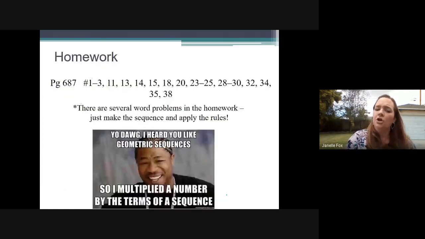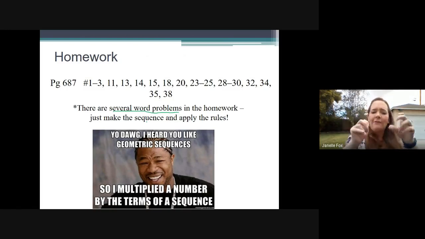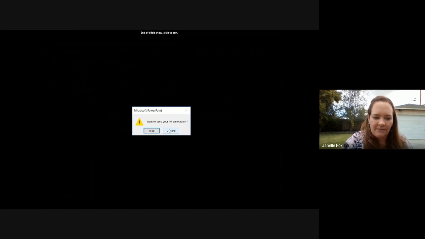Ladies and gentlemen, here's your homework assignment. I wrote you a little note that says there are several word problems in the homework. And I know how much you absolutely love, adore, and appreciate word problems. Just make the sequence with the numbers. Pull out the numbers and then apply the rules on whether it's arithmetic or geometric. That is basically it for our notes for today.